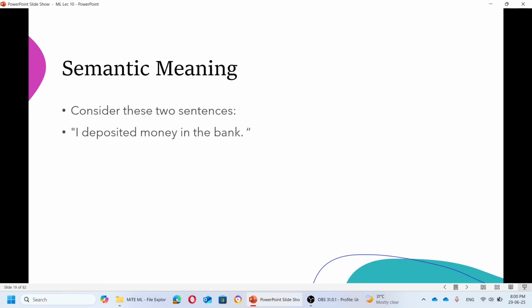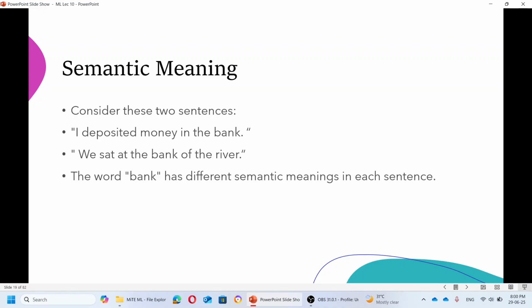Consider these two sentences. I deposited money in the bank. We sat at the bank of the river. The word bank has different semantic meanings in each sentence. So what semantic means is that a word may have multiple meanings according to its usage.